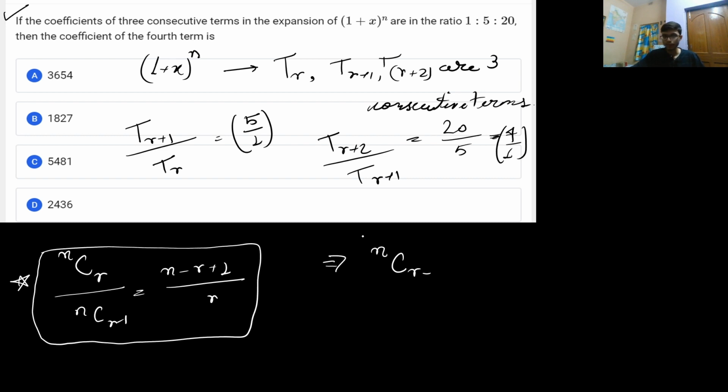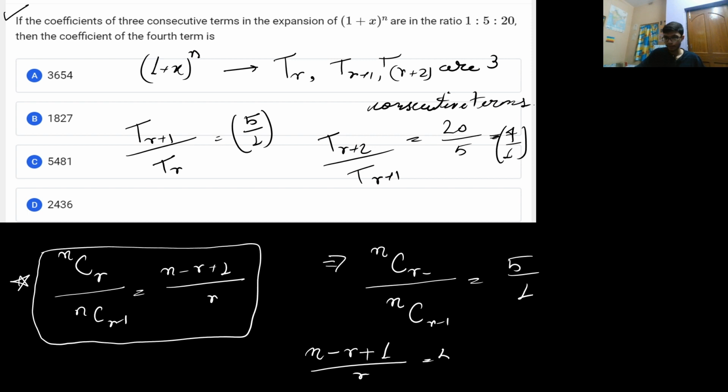You are only looking for the coefficient, so x raised to the power r doesn't matter, because the question is asking for the coefficient. So the coefficient will be nCr divided by, for the rth term, nC(r minus 1), and this is in the ratio 1 is to 5. Sorry, 5 is to 1. From here you can evaluate and get one formula: (n minus r plus 1) divided by r is equal to 5.